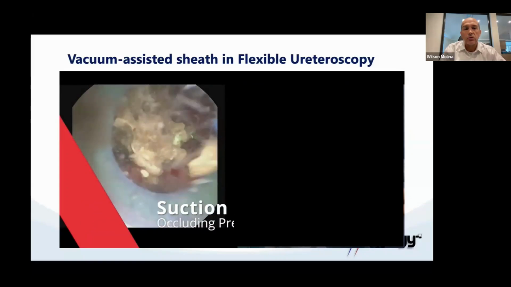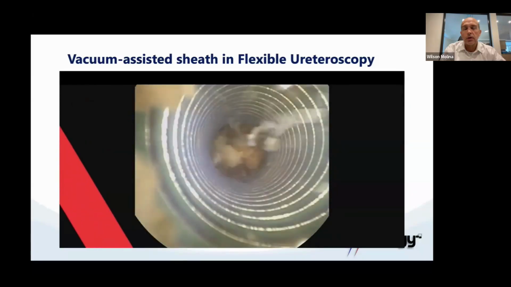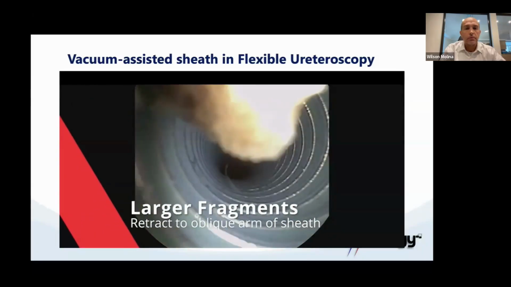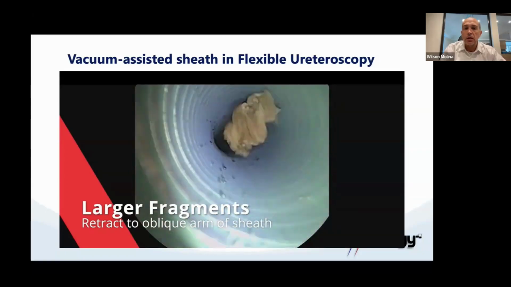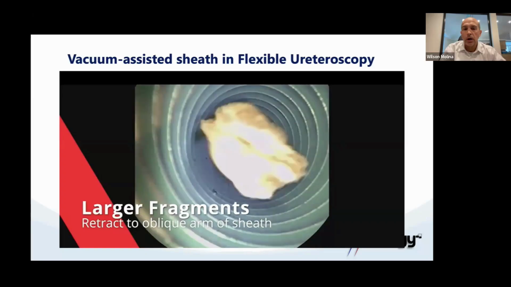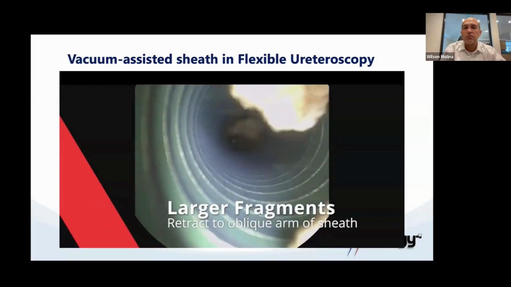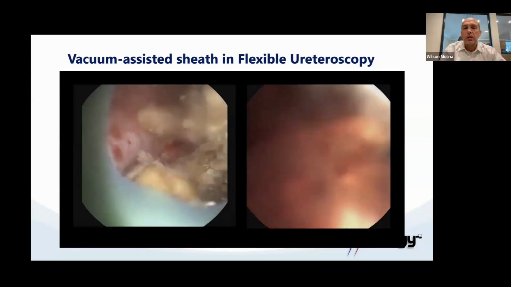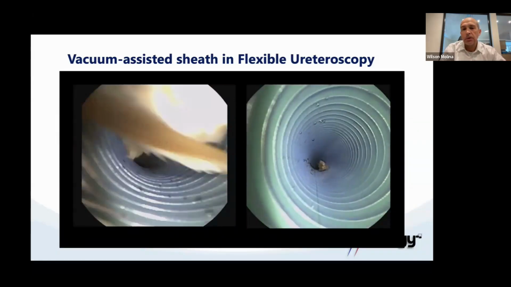And again, just try to keep working on your irrigation and your lithotripsy. However, there are larger fragments that you can retrieve with what we call active suction while we are retrieving the ureteroscope. And this is really similar to the vortex effect, right? So basically, it's the same as we found on a mini PCNL.